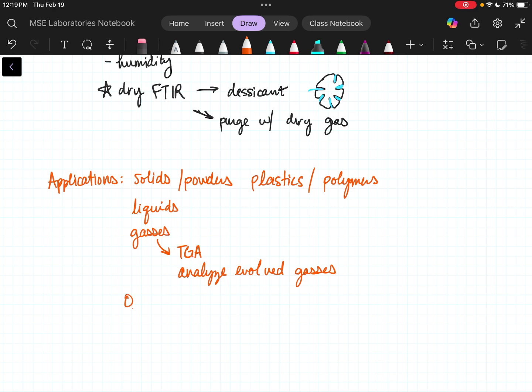Gases, you also could be looking at stability of materials. So looking at how a material breaks down in the presence of certain gases.